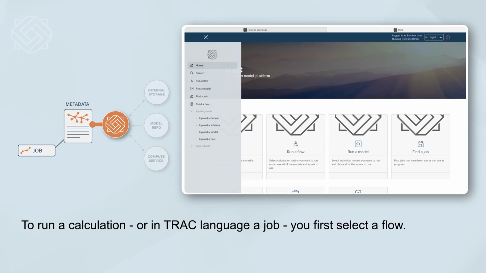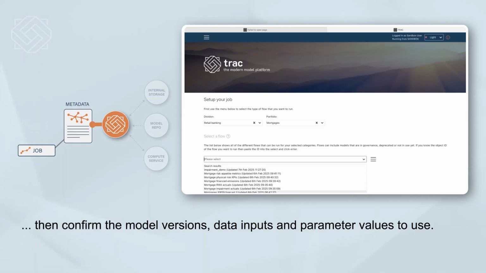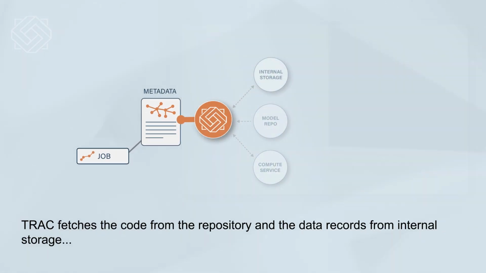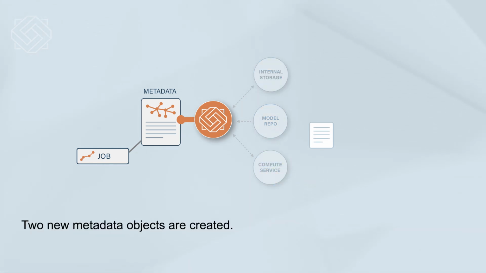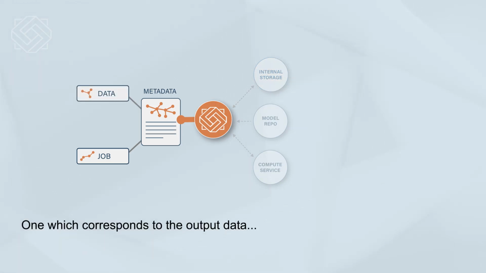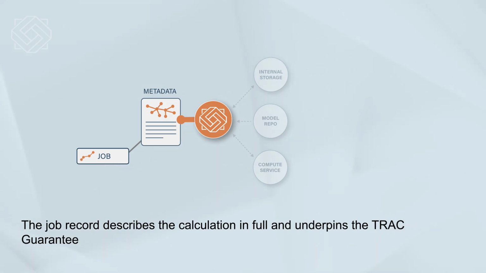To run a calculation, or in TRAC language a job, you first select a flow, then confirm the model versions, data inputs, and parameter values to use. TRAC fetches the code from the repository and the data records from internal storage and runs the calculation via the execution service. 2 new metadata objects are created, one which corresponds to the output data and one which describes the job itself. The job record describes the calculation in full and underpins the TRAC guarantee.